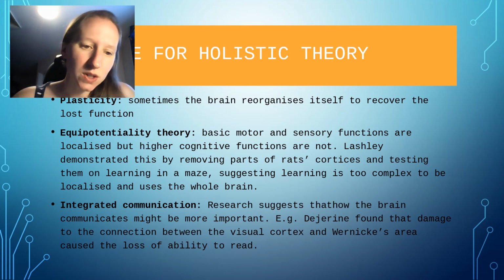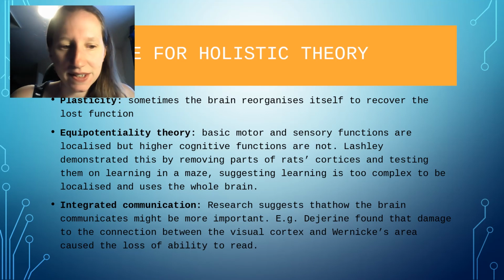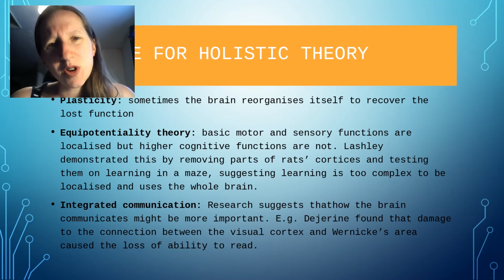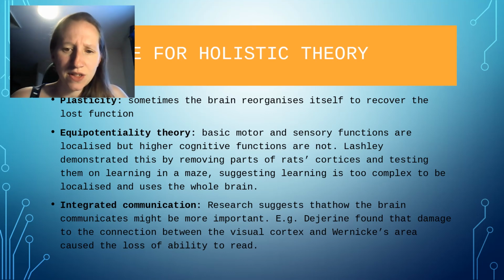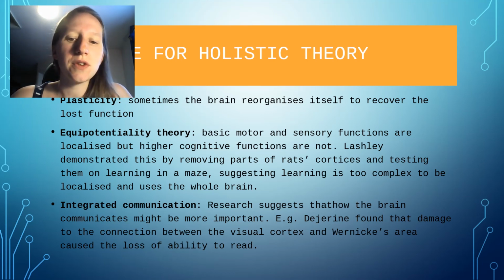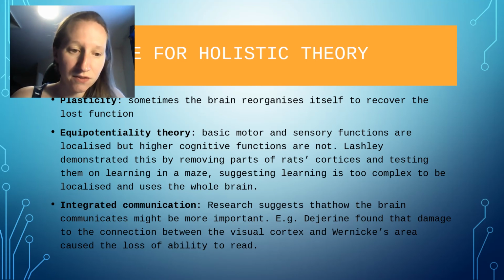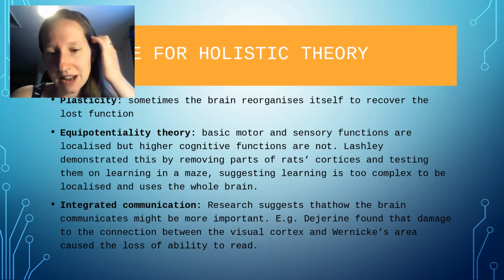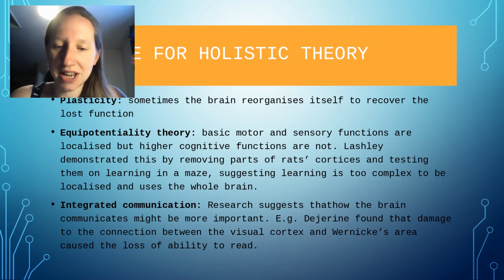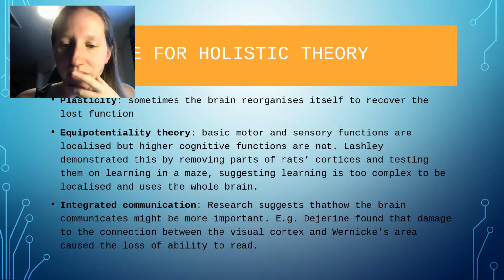The last point is called integrated communication, and it suggests that it's not specific areas of the brain that make the difference. It's actually the way that they communicate. For example, Dejerine found that damage to the connection between the visual cortex and Wernicke's area caused the loss of ability to read. So in his case, it wasn't damaging Wernicke's area that caused the loss of ability to read. It was the connection between the visual cortex and Wernicke's area.